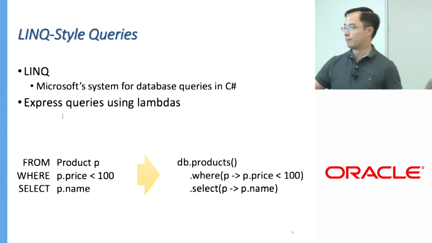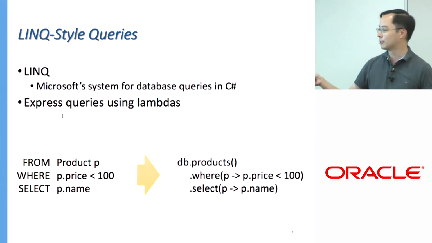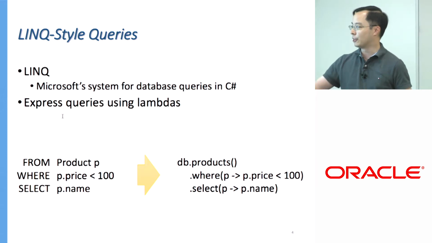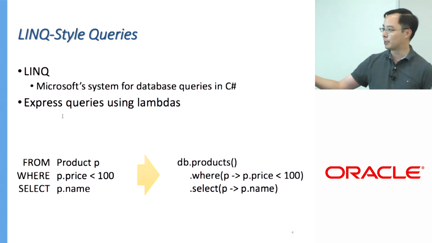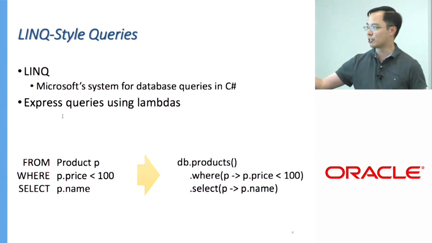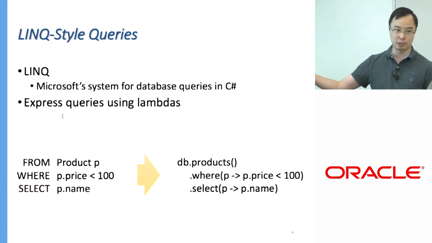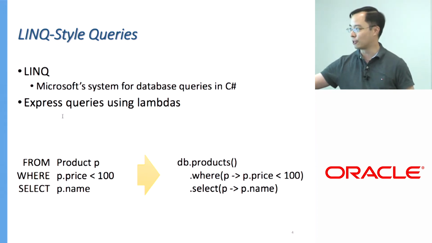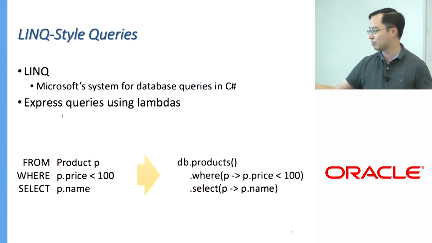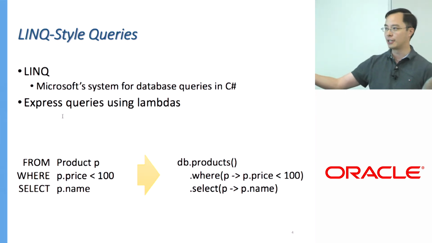So here we have a typical database query, and here is how it would be expressed in C#. You can see this where clause would just become a where method. This expression just becomes a Lambda expression here. And similarly, here we have a select clause with an expression, that just becomes a select method taking a Lambda expression.